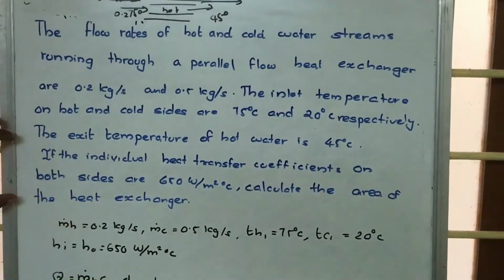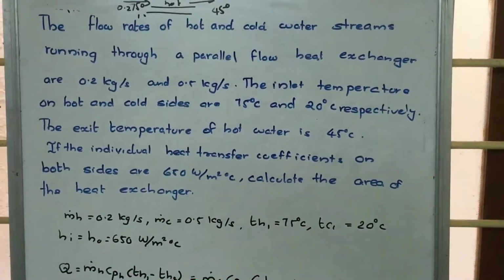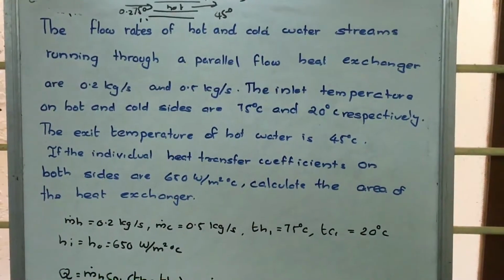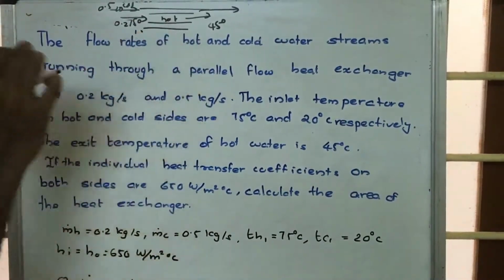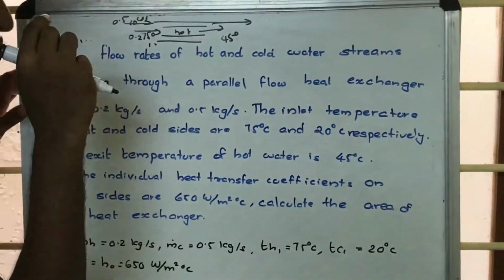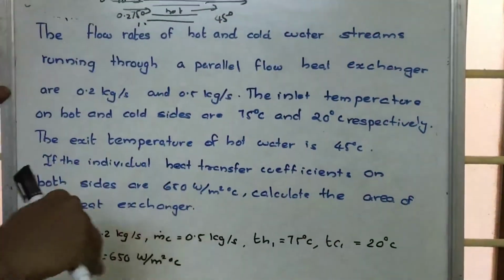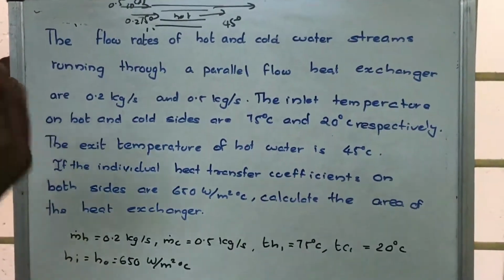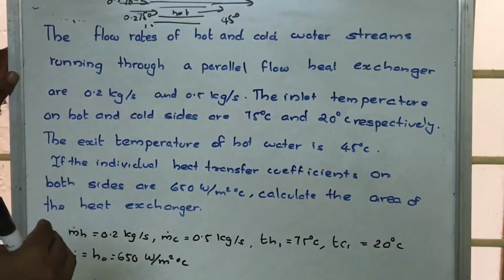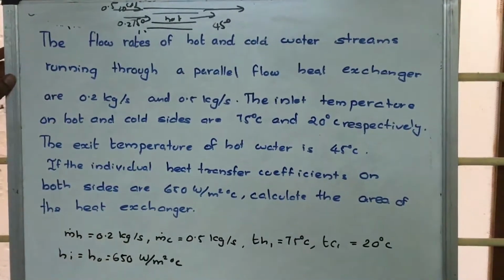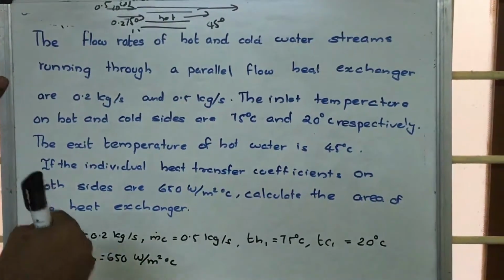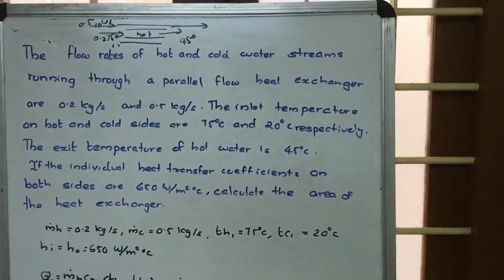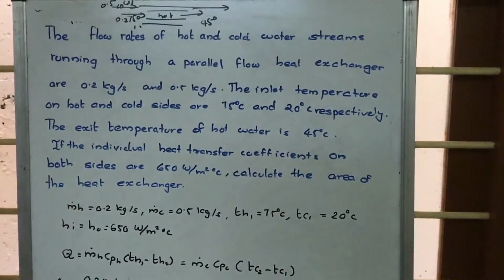Now the remaining question: if the individual heat transfer coefficients on both sides are 650, calculate the area of the heat exchanger. That means we have an inner hot tube with two surfaces, an inner surface and an outer surface. Usually in the question the inner radius and outer radius will be given, but here it is not given. So on the inner surface the heat transfer coefficient H1 is equal to 650, and on the outer surface it is the same, H2 is equal to 650. Calculate the area of the heat exchanger.